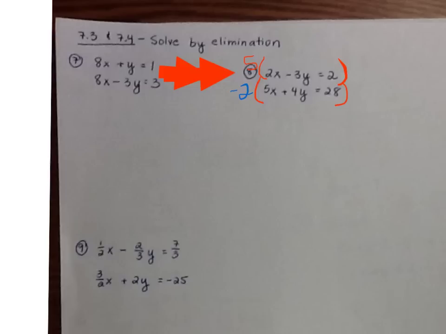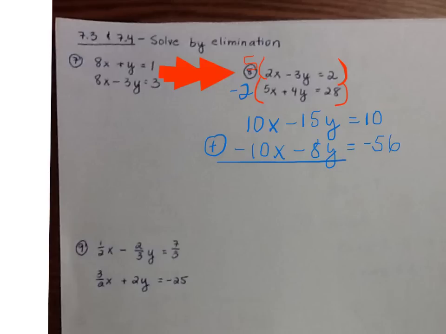So here's what I get. On the first equation, I would get 10x minus 15y equals 10. On the second equation, negative 10x minus 8y equals negative 56. And then I'm going to add the 2 equations together. And when I do that, I'm going to get negative 23y, oh boy, some big numbers here, equals negative 46. And then I divide by negative 23, and I get y equals 2.